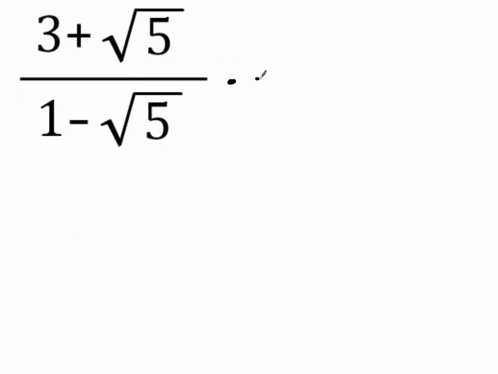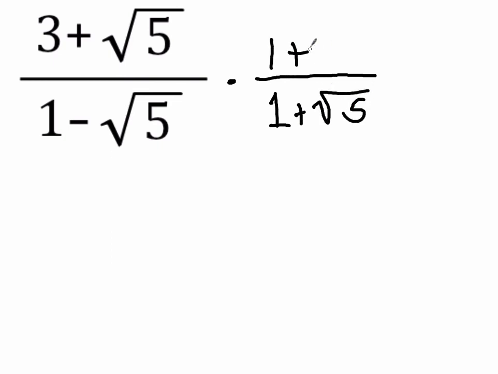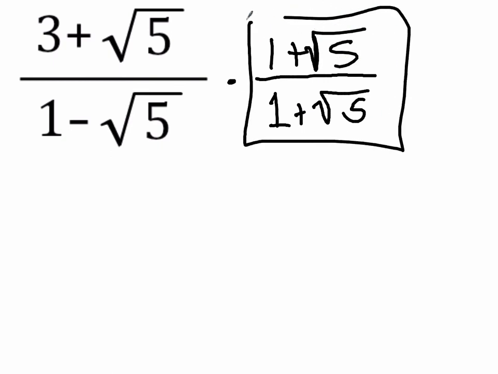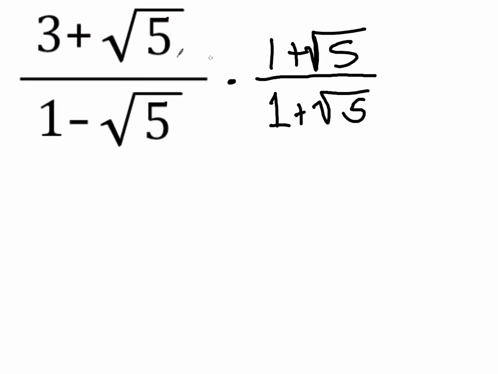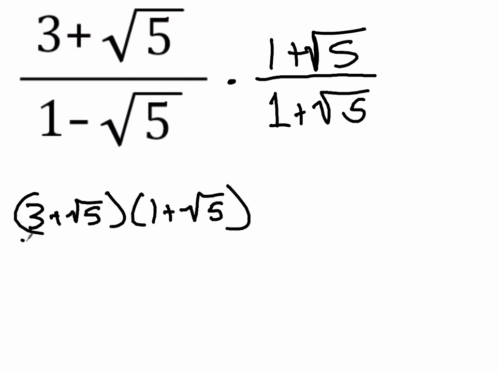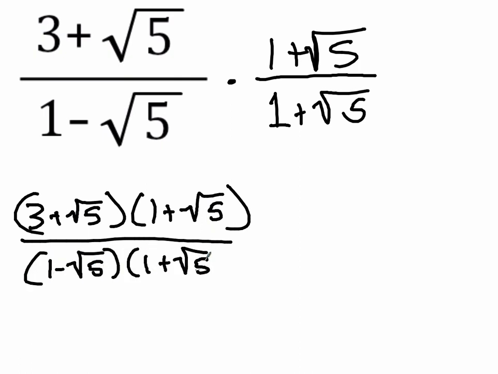If we want to simplify this by rationalizing the denominator, what we're going to do is multiply this fraction times 1, but a special 1: 1 plus the square root of 5 over 1 plus the square root of 5. So this fraction here is equal to 1, but also it has a nice property that it's the conjugate of the bottom term. So when you multiply two fractions, you multiply the numerators and you get 3 plus the square root of 5 times 1 plus the square root of 5 over 1 minus the square root of 5 times 1 plus the square root of 5.